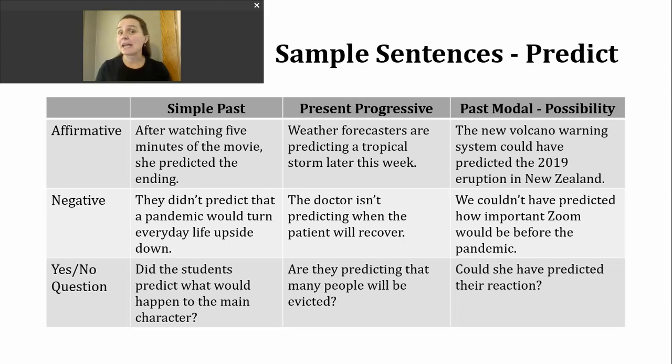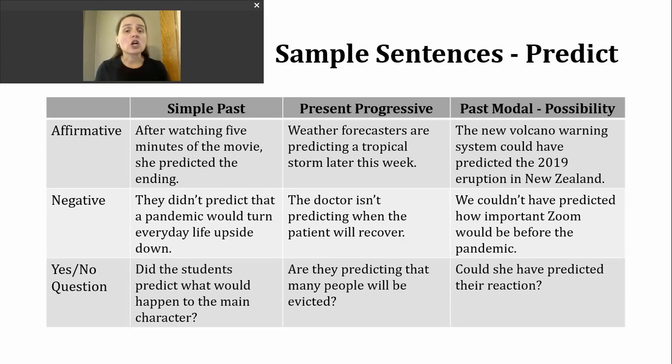Finally, if I want to make a yes or no question in the simple past tense, I'm going to start with did, then I'll have my subject, and then the base verb. Here's an example sentence. Did the students predict what would happen to the main character? So again, this sentence might be something you hear in a classroom. Sometimes it's what might be on a test as well after reading a passage.